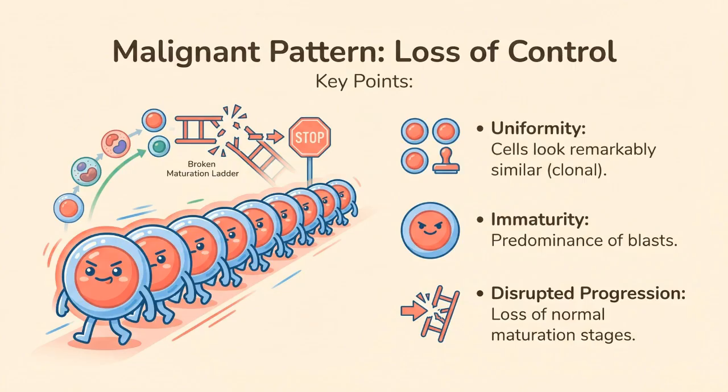This combination of uniformity, immaturity, and disrupted maturation is a critical indicator of a malignant process, necessitating urgent further investigation and diagnosis. This brings us to a key question you must always ask.